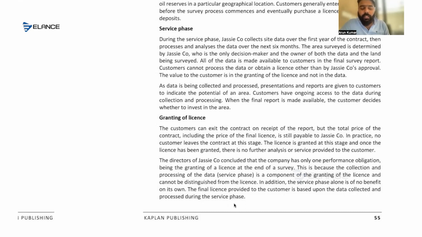So now the question is, do we need to consider these two phases as two separate performance obligations, that is the service and the granting of the license, or do we have to consider it as a single performance obligation? So what's your call on this question? How will you deal with it? Can you reply in the chat, everyone? According to the management, they feel it should be considered a single performance obligation, and the service is an integral part. So what's your call on this part?